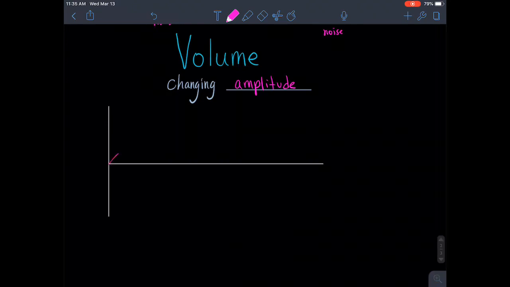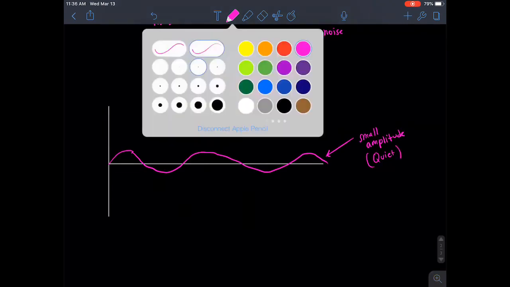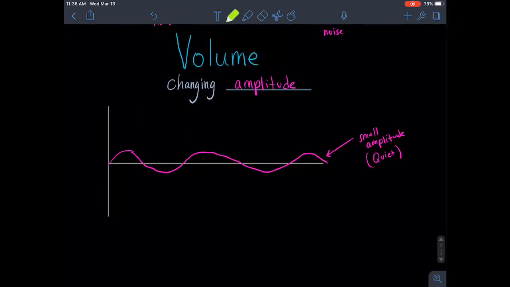First let's draw a wave with a very small amplitude. Okay, that's a decent wave. And that one's going to have a small amplitude. If it has a small amplitude, then it's going to be like a whisper. So I'll write that this is a quiet noise. That's a quiet wave. But if I wanted to increase the volume, because you can't hear me, I would have to increase the amplitude.